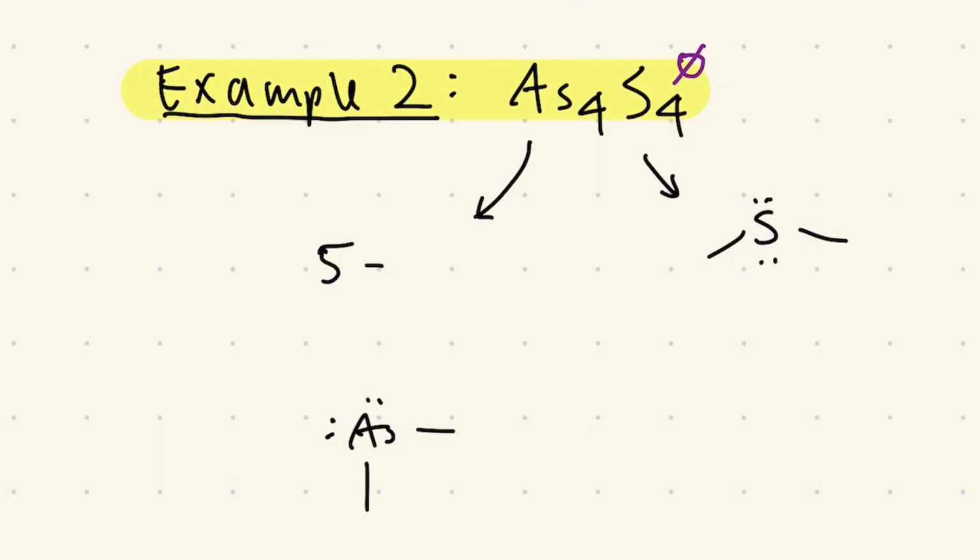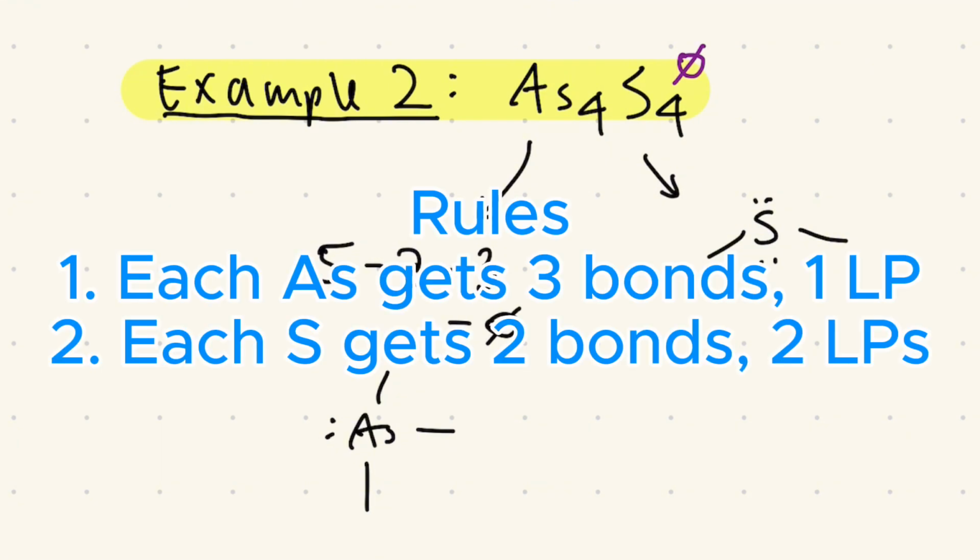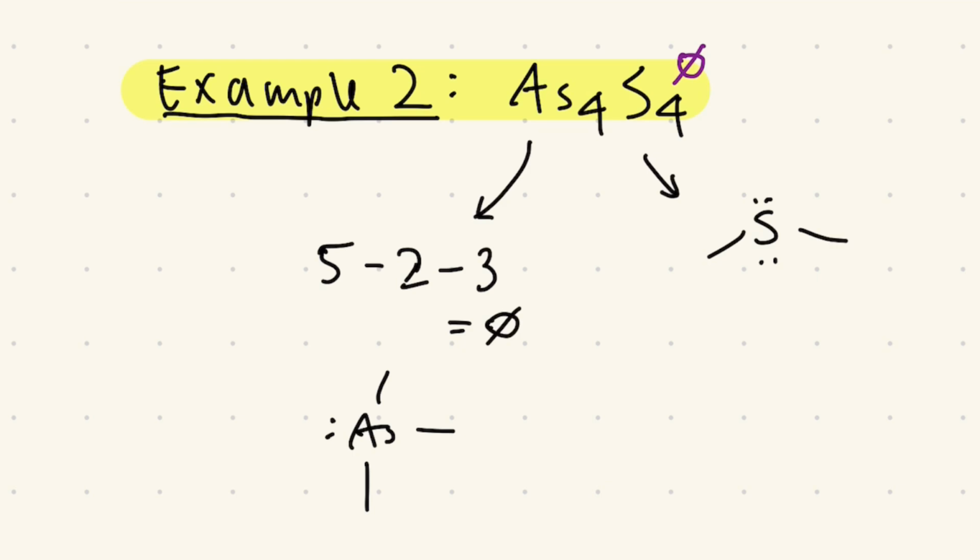Finally, if we take away 1 more lone pair and give it 1 more bond, we'll have 5 minus 2 lone electrons minus 3 bonds. That's going to be 0. So our hard rule now is that each arsenic will need 3 bonds and a lone pair, and each sulfur will need 2 bonds and 2 lone pairs. So how can we arrange these in some kind of presumably non-linear fashion to create this overall structure?